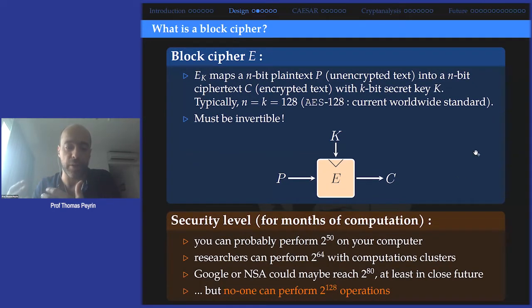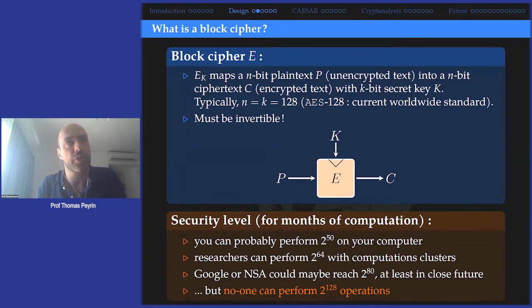To give you an idea of what security level we are looking for, take for example 6 months of computation. How many operations can you do with 6 months of computation? On your own computer, you can probably perform roughly 2 to the 50 operations. If you are a researcher in a well-funded university, like NTU, you can potentially do up to 2 to the 64 if you use big computation clusters. That's actually, as I'm going to explain later, the kind of computation we performed, about 2 to the 64. If you are at Google or at the NSA, much better funded agencies or companies, then maybe you can reach 2 to the 80.